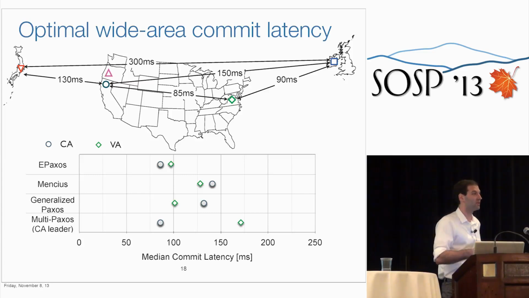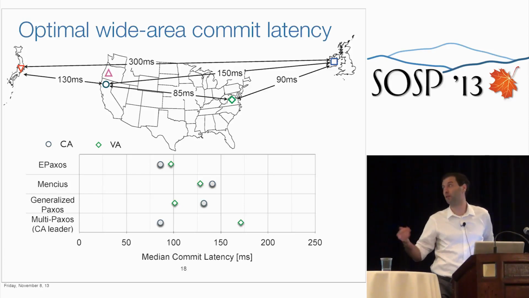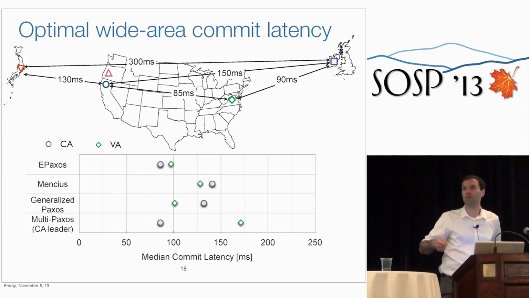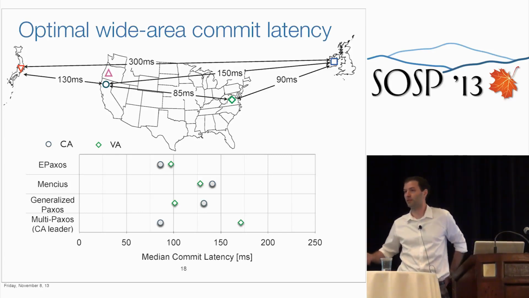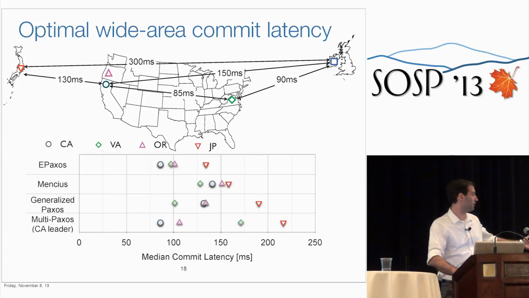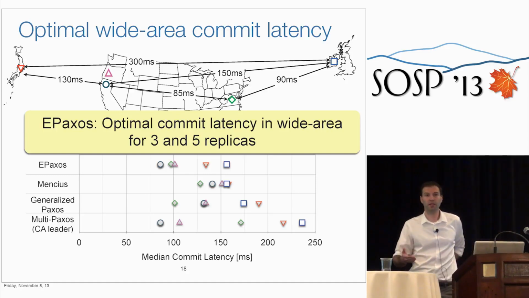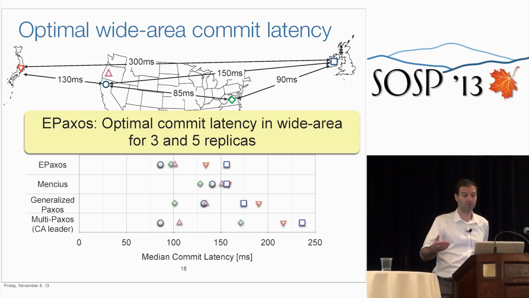Mencius is slower because it has to wait for information from every replica in the system before it can commit a command. And generalized Paxos is slower because its fast path quorums are larger. It has to wait for the third closest replica to reply instead of the second closest replica. And in fact, at every location, EPaxos has the smallest latency of all the protocols. And that's because EPaxos has optimal commit latency in the wide area for 3 and 5 replicas.